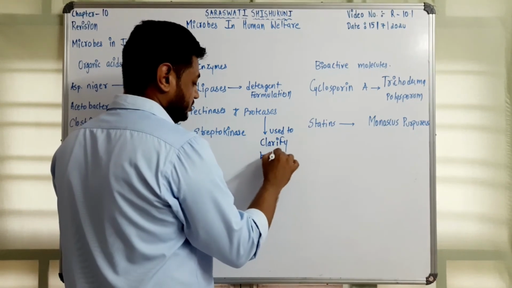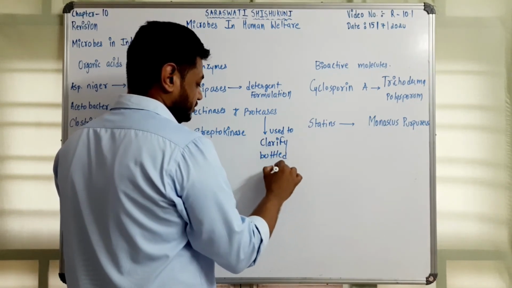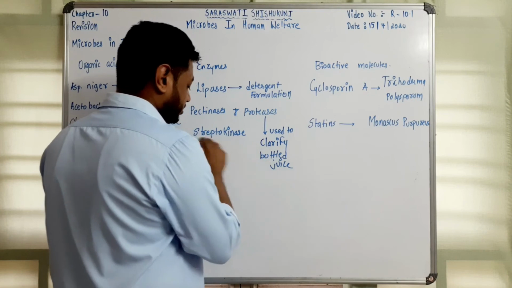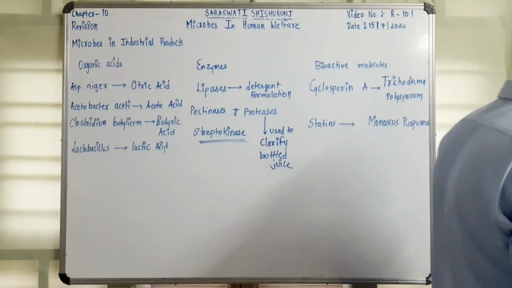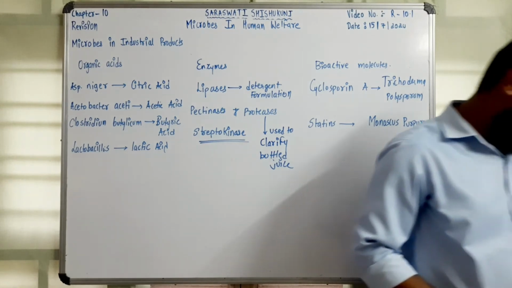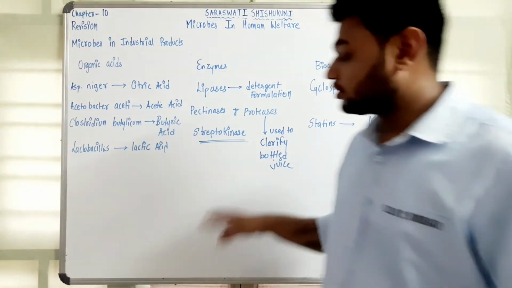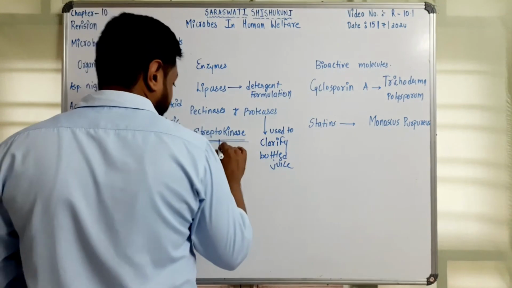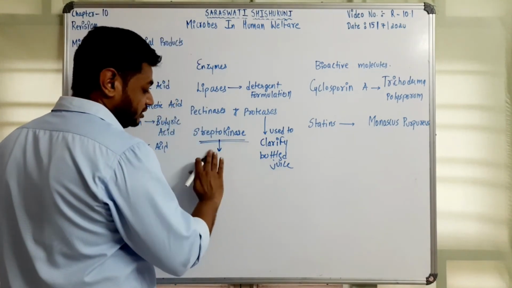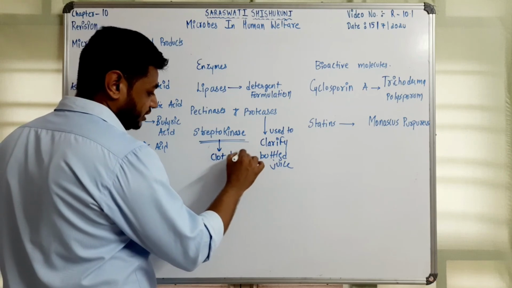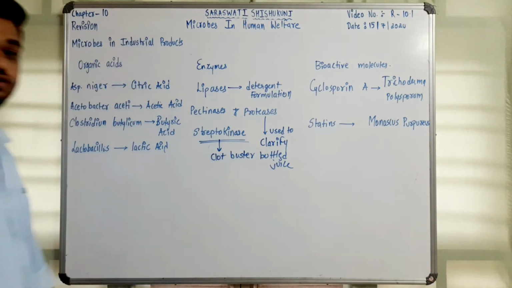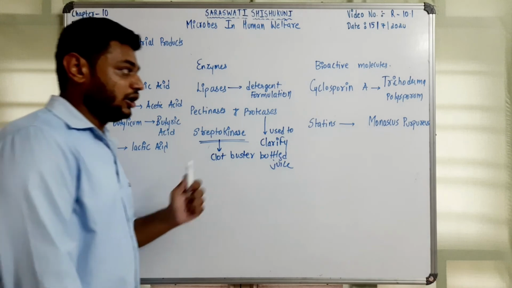Now, this third one is Streptokinase. It is a very important one. Streptokinase is a clot buster, meaning it removes the blood clot in the blood vessels. So this is referred to as a clot buster, and it is used to remove blood clots.